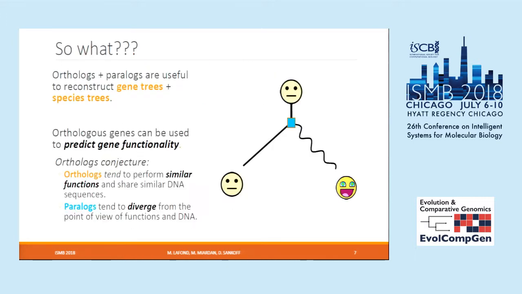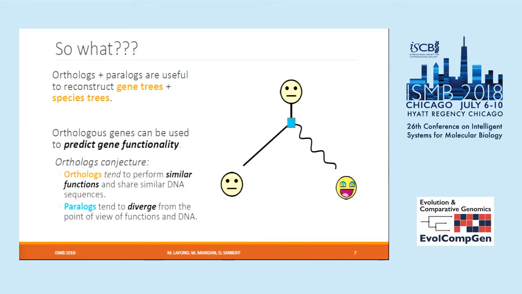Okay, so that's orthology and paralogy, and we care about these for two essential reasons. One is that orthologs and paralogs can be useful to reconstruct gene trees and species trees. Another reason is that people use orthologous genes to predict gene functionality. And this is mainly due to the orthologs conjecture that says that orthologs tend to perform similar functions and share similar DNA sequences, and paralogs tend to diverge.